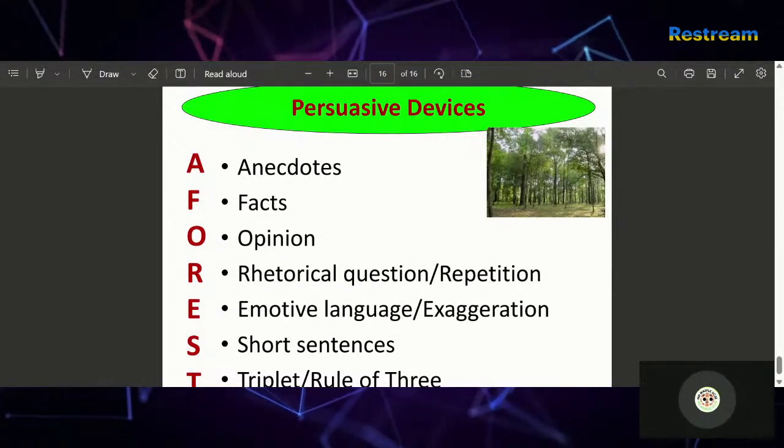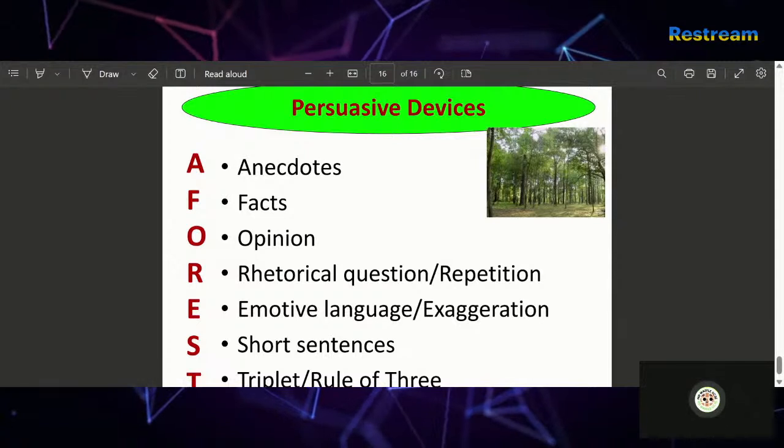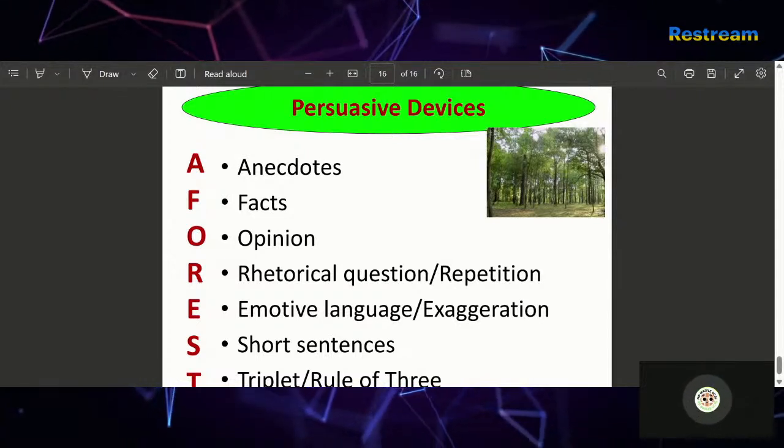Today we're looking at English language paper 2 section B. In other words, the persuasive writing task.